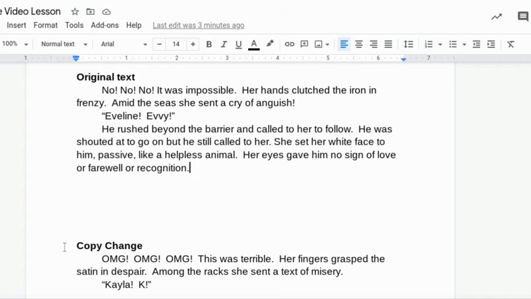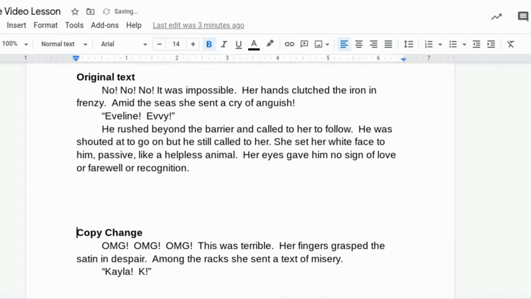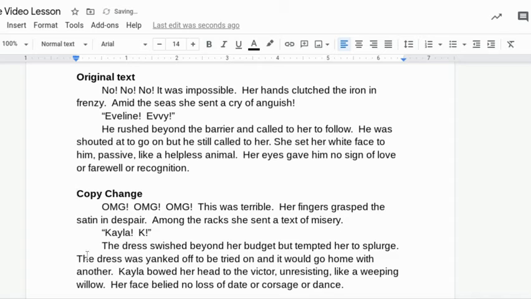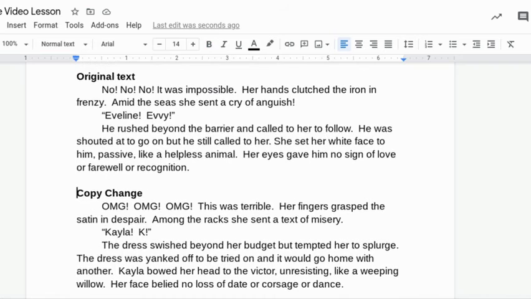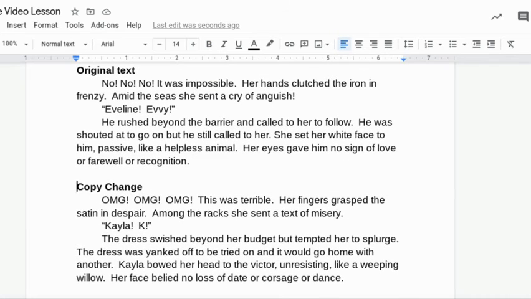So now let's say that we wanted to copy change this. So we're going to have to think of a situation. So I went with somebody shopping for a prom dress. And so they're at the store and something happens. So I tried to mimic the top where we have three exclamations in a row. So I said, OMG, OMG, OMG. Okay, so repeated three times. It was impossible. This was terrible.